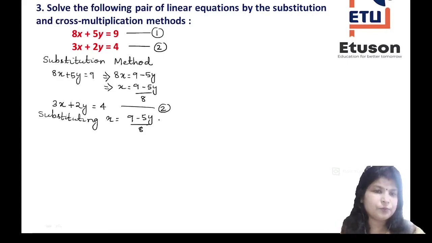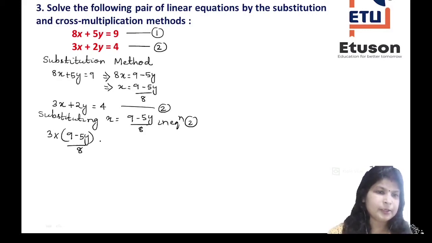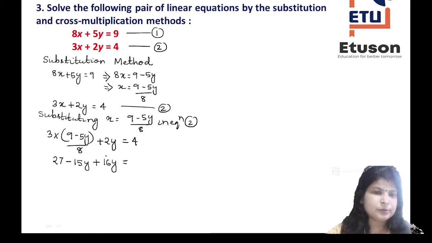In equation 2, what do we get? We get 3 into 9 minus 5y divided by 8 plus 2y is equal to 4. So you will get 27 minus 15y plus 16y is equal to 32 if you multiply. So minus 15y plus 16y is y. So y is equal to, what will be the value? It is 32 minus 27, that is 5.